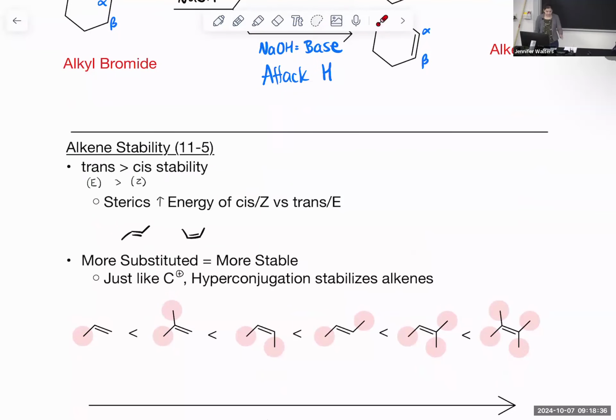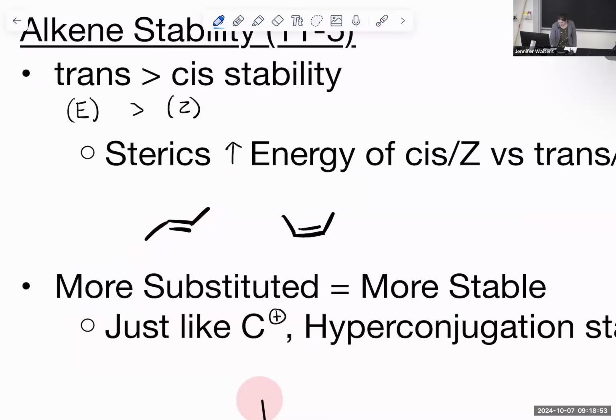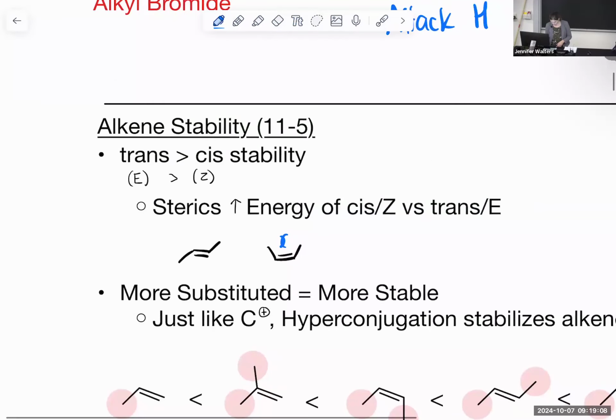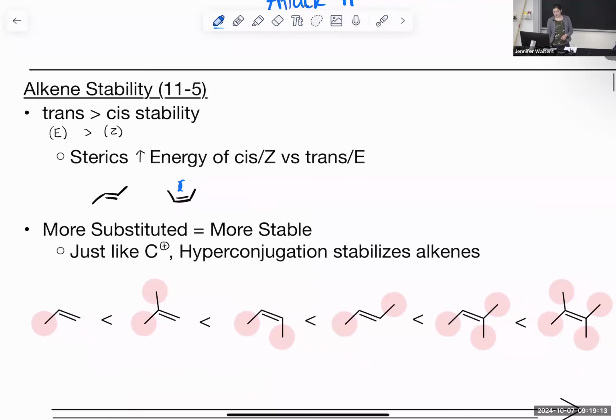I don't know why. But things to keep in mind are trans are going to be more stable than cis. That's because of the lack of sterics when you are trans, right? When you are cis or Z and your large groups are close together, that's going to increase your steric hindrance. That increases the energy, decreases stability, right? So you're more reactive, less stable.